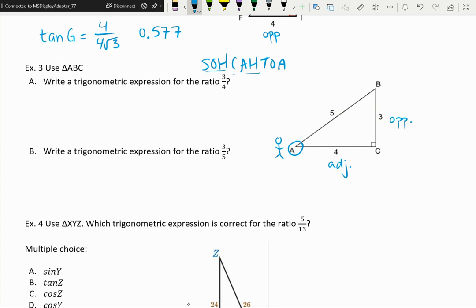It's not cosine, but tangent does use opposite over adjacent. So let's give it a try. The tangent of angle A is equal to, opposite comes first, so that's on top, that's my numerator, divided by the adjacent, which is 4. Okay, I did it. It matches. That's what I wanted. And so we're just working a little bit backwards to find out which trig ratio gives me that fraction.